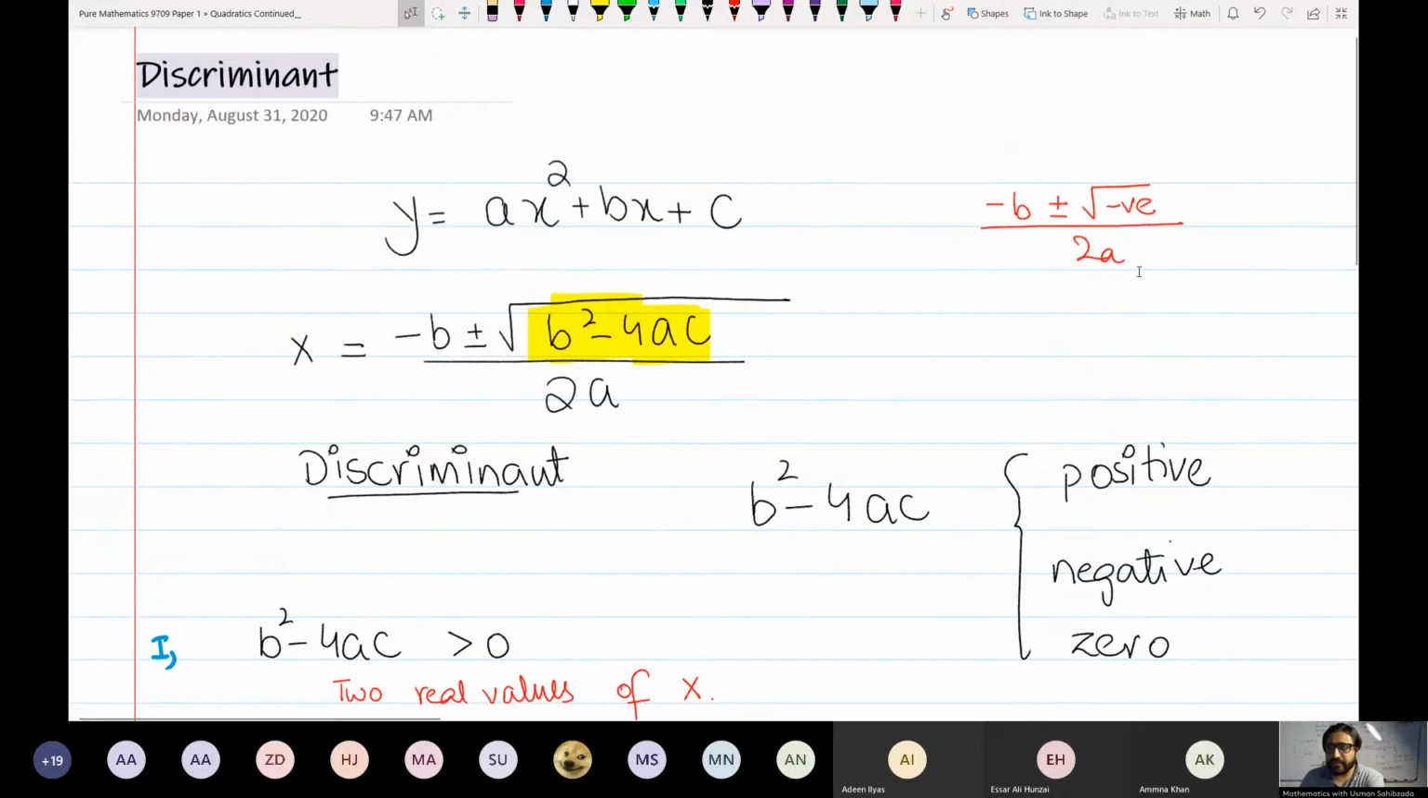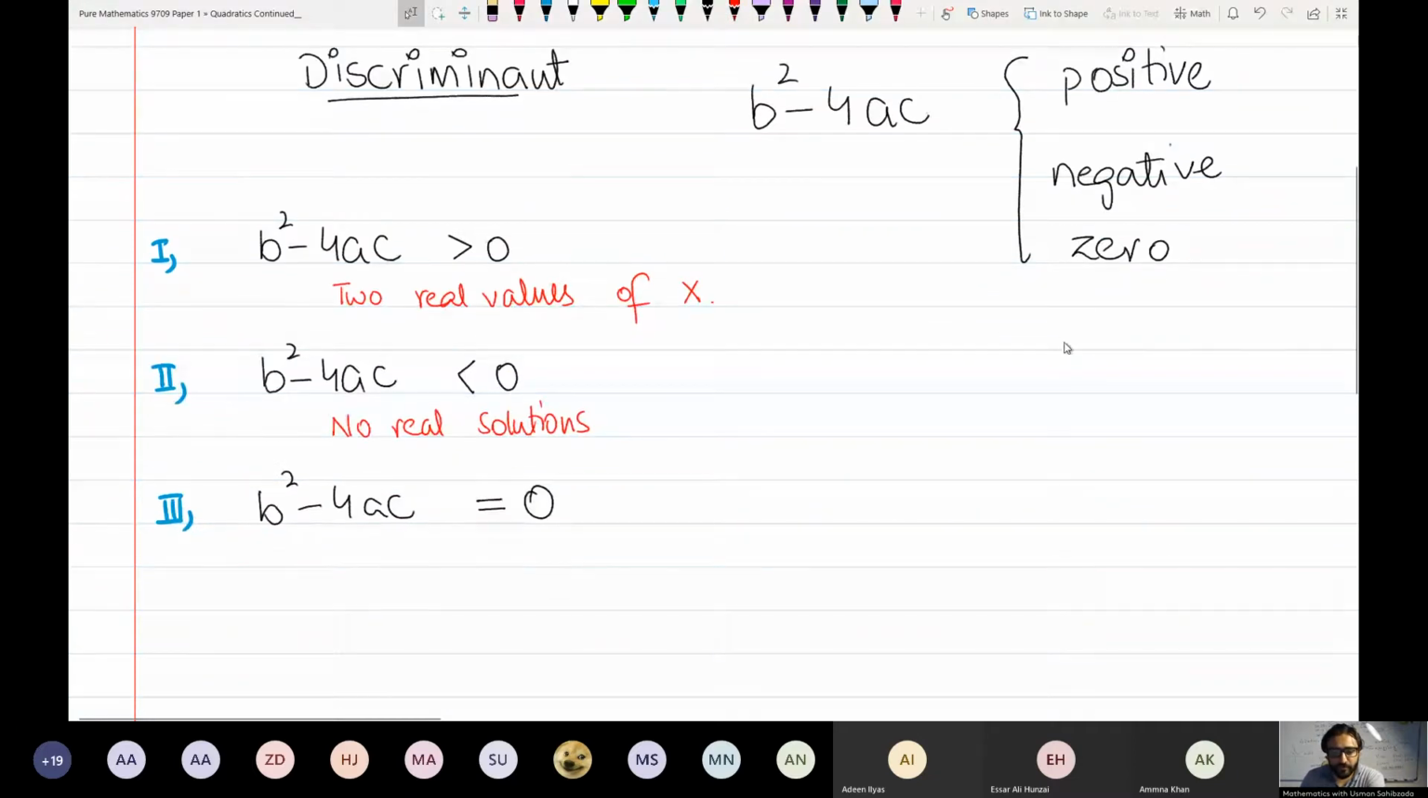Similarly, now if b square minus 4ac, the inner part inside the square root, was a 0, then plus minus 0 doesn't even make any sense. It is just minus b over 2a, the only one answer you end up getting if it's a 0 over here. So when b square minus 4ac is a 0, there's one real solution. This one real solution is also termed at times as the repeated root.